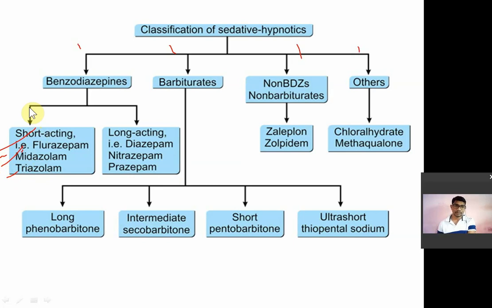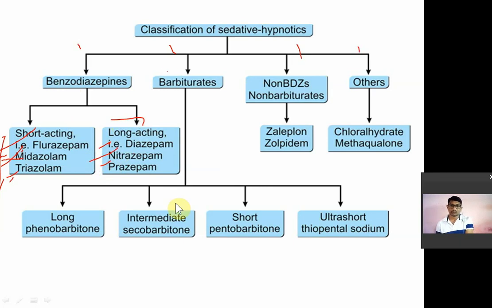Remember, midazolam is used as a sedative hypnotic. Triazolam and flurazepam are known as hypnotic drugs, or they are also used as an adjunct for general anesthetics. Midazolam and triazolam, particularly these two, have a triazole in the nucleus, though flurazepam does not. Triazolam: tri means 3, azo means nitrogen, so there will be 3 nitrogens in the ring. Now the second, long-acting class includes diazepam, nitrazepam, and prazepam.